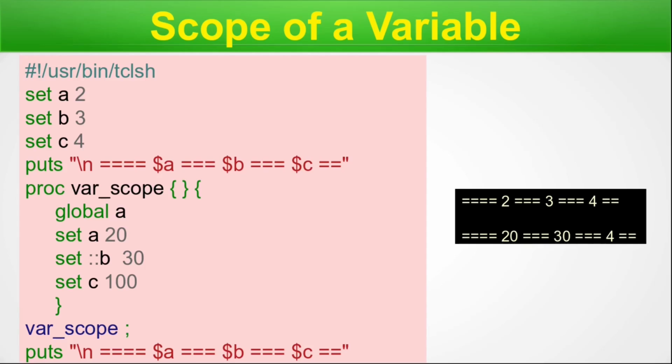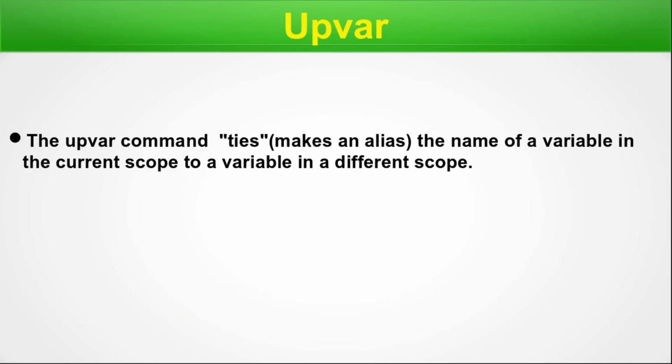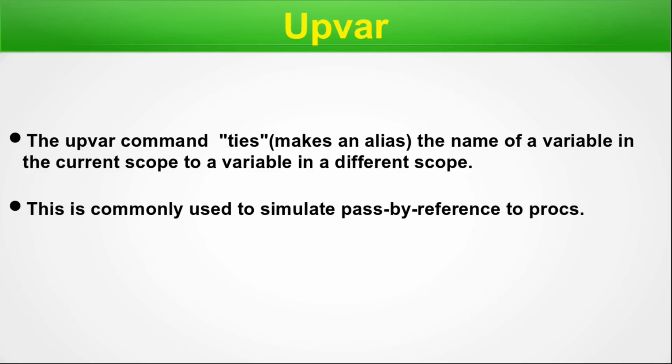Okay, so we are done with this particular section, and let's move on to the next one, upvar. So this is a concept that I'll be discussing. The upvar command ties, that is, makes an alias of the name of a variable in the current scope to a variable in a different scope. So it's similar to pass by reference. This is commonly used to simulate pass by reference to a proc. So let's see an example to understand it better.